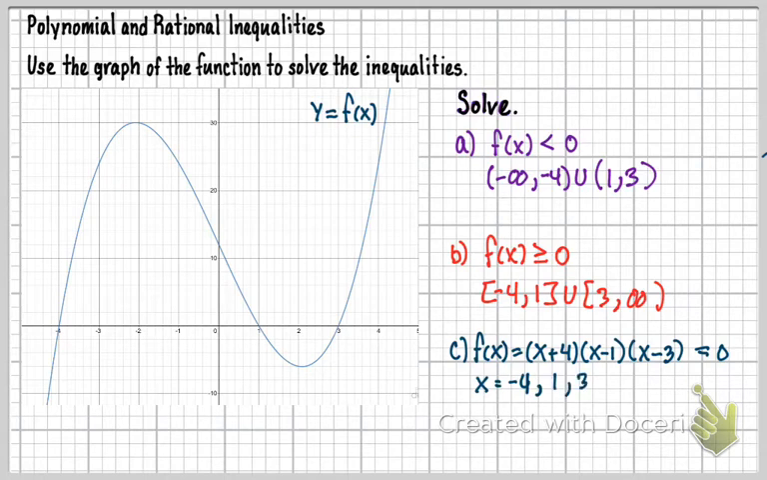1, and 3. So what I'm going to do now is I create this number line. And I put all of those values on it. So -4, 1, and 3. Then I'm going to take a different color here because I want you to be able to see the differences of these two. I'll use a green.